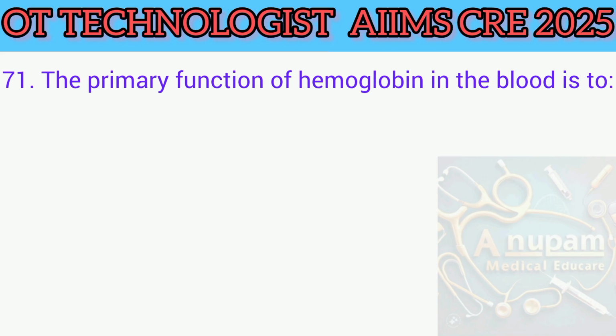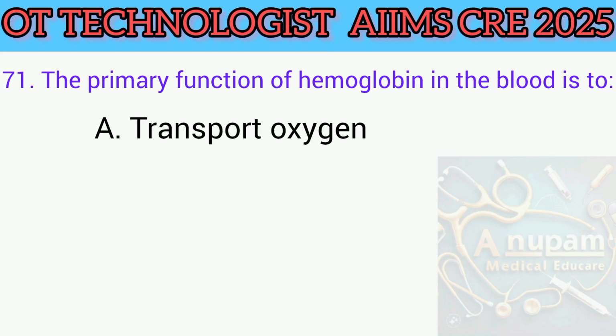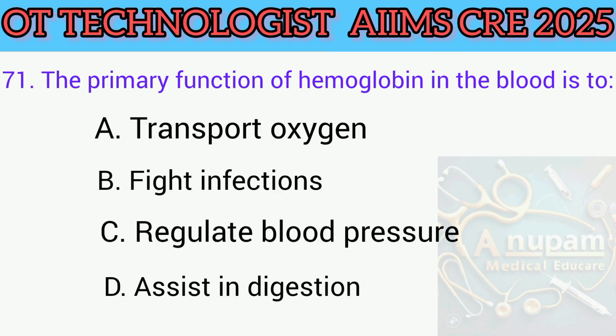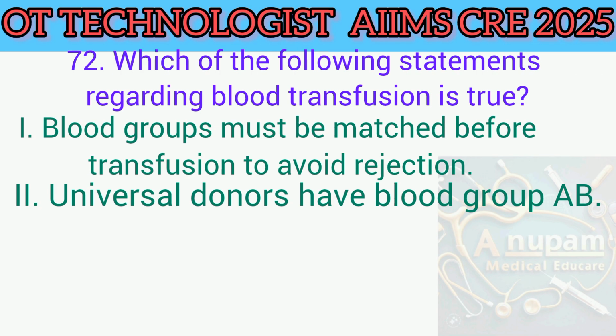Number 71. The primary function of hemoglobin in the blood is to. Option A. Transport oxygen. B. Fight infections. C. Regulate blood pressure. D. Assist in digestion. Right option, A.